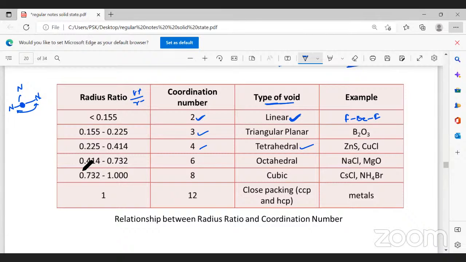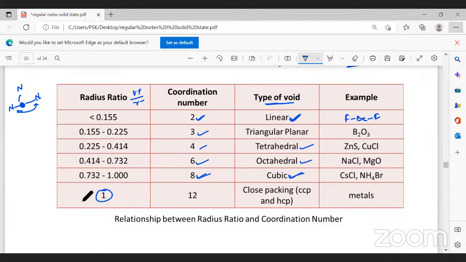Likewise, if the radius ratio is between 0.414 and 0.732, the coordination number is 6. When the coordination number is 6, the geometry will be octahedral. Sodium chloride and magnesium oxide are a few examples of crystals with octahedral geometry. And if the radius ratio is between 0.732 and 1, then the coordination number is 8. With coordination number 8, we say it has a cubic structure. Cesium chloride and ammonium bromide are examples of coordination number 8, and the structure is cubic.